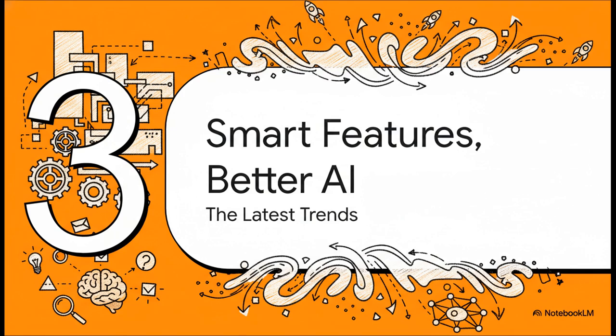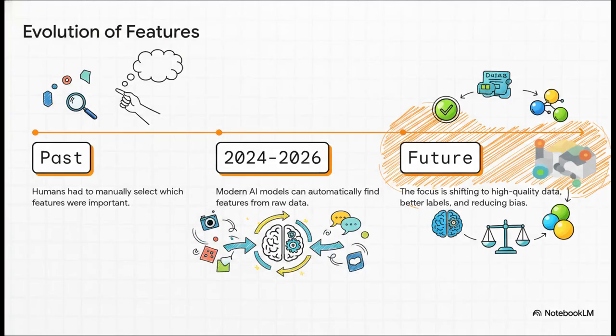Now, this basic blueprint of features and labels is always evolving. I mean, this field moves at lightning speed, and the way we handle these clues is getting a whole lot smarter. Just think about how much has changed. It used to be that people, actual humans, had to carefully handpick the features they thought were important. But today, modern AI models can find the most important features all by themselves just by looking at the raw data. And because of that, the whole game is shifting. The new focus is all about getting the best possible ingredients, really clean data, and super accurate labels.